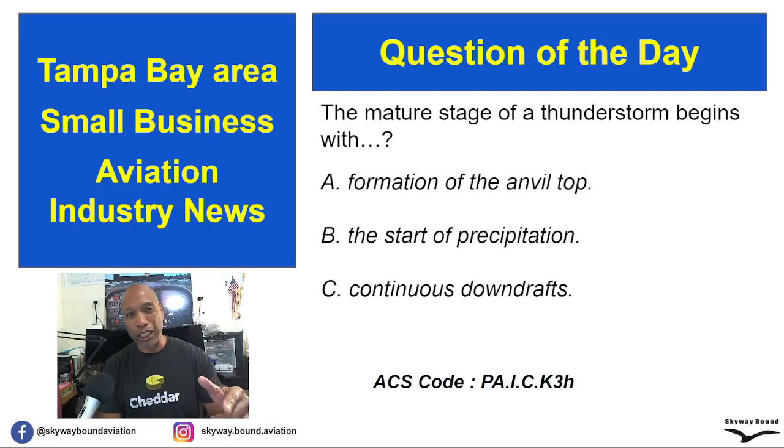Back to the question of the day. The mature stage of a thunderstorm begins with A, a formation of the anvil top, B, the start of precipitation, or C, continuous downdrafts.